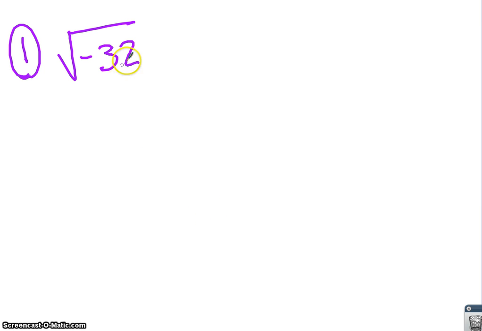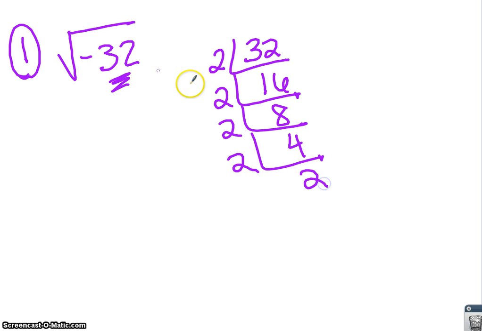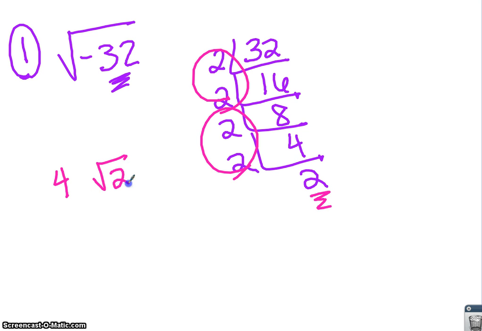If you have the square root of negative 32, first of all, this is an even number, so we've got to see what all we can pull out. 32 divided by 2 is 16, divided by 2 is 8, divided by 2 is 4, divided by 2 is 2. At this point, we want to pair them up so that we can pull them out. We've got two 2's and we've got two more 2's. Each time you pull it out, if there's more than one thing, you're going to multiply. So 2 times 2 is 4. We have the lonesome 2 here that stays under the square root.